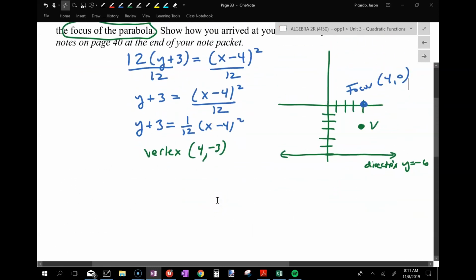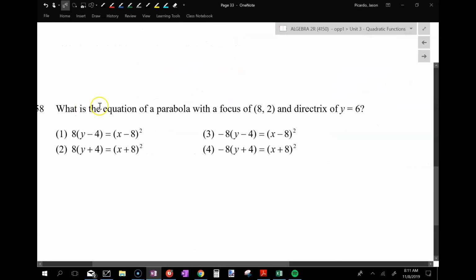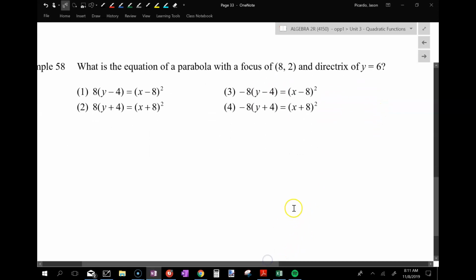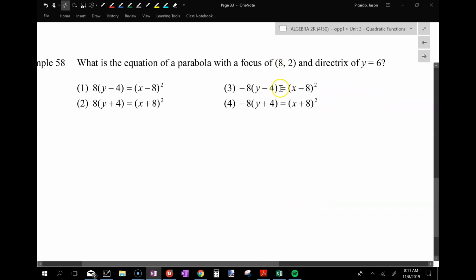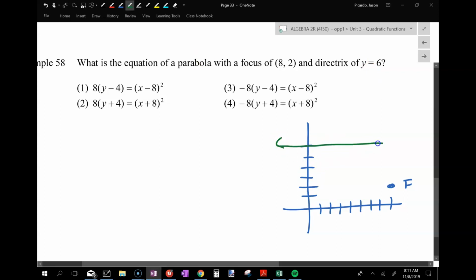You guys doing all right with that? All right, last question of the day. Write the equation of a parabola with a focus of 8, 2 and a directrix of y equals 6. Okay, I give you the focus. 1, 2, 3, 4, 5, 6, 7, 8, 2. There's my focus. I give you my directrix. 3, 4, 5, 6. There's my directrix.